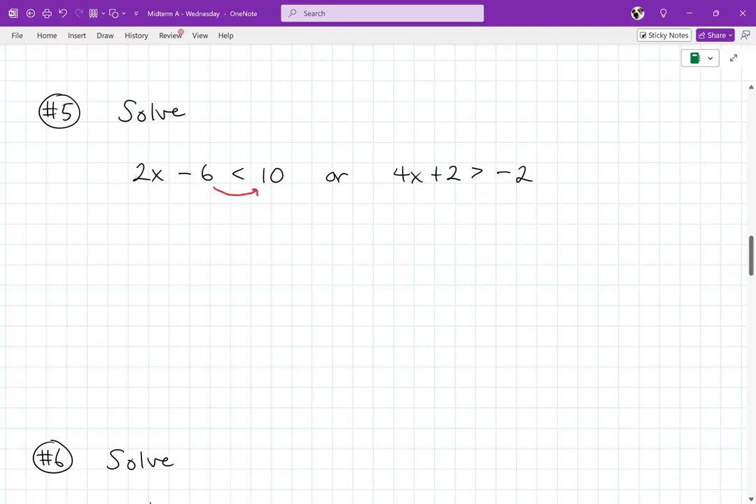I'm going to add 6. That gives me 2x less than 16. And then I'll divide everything by 2. So that gives me x is less than 8.